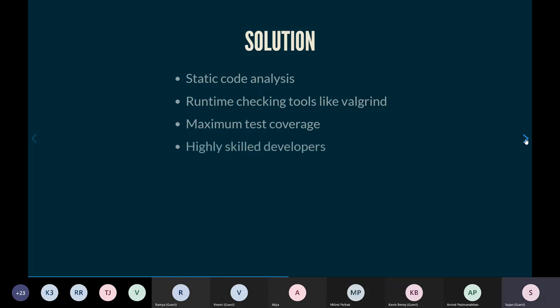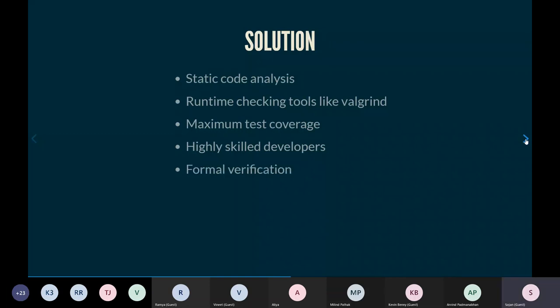Of course, you need to have highly skilled developers. As you see, these mistakes are incredibly easy to make, right? Even experienced and skilled developers can make these mistakes. Like the example in the Linux kernel, right? Not everyone has permissions to write code in the Linux kernel, right? So obviously somebody who put that code in is an experienced person, but mistakes are made.